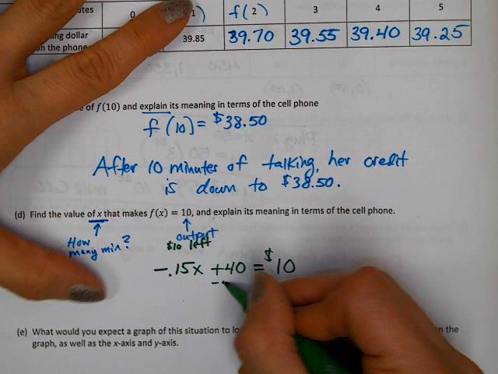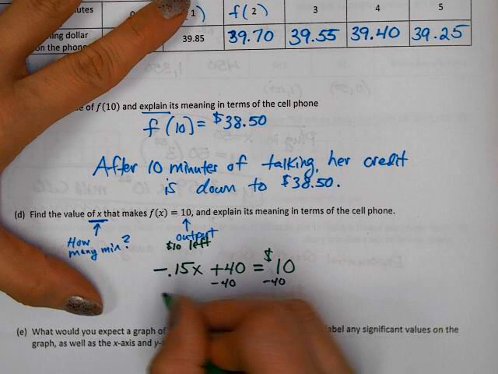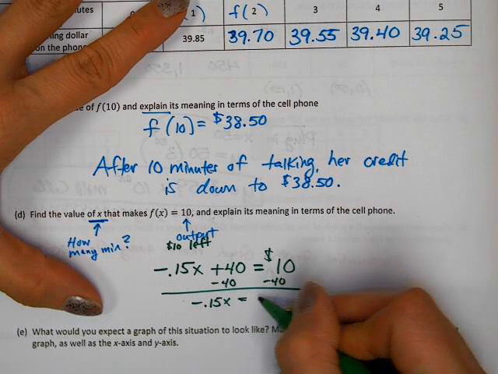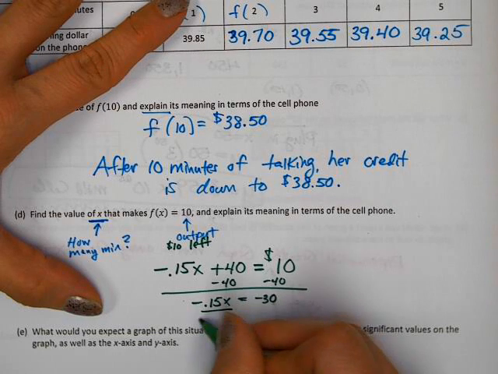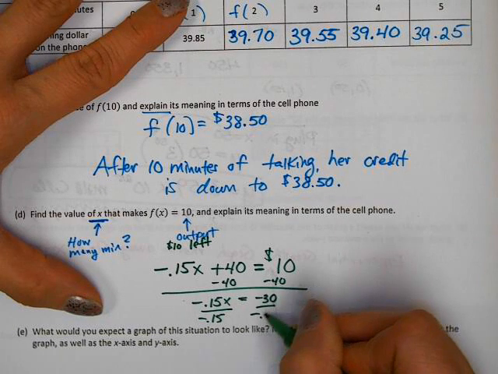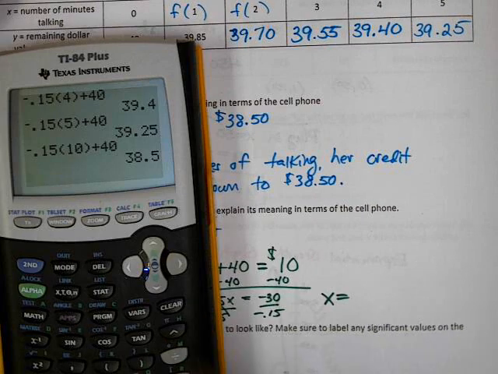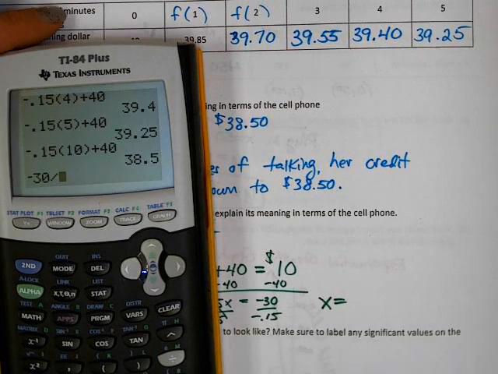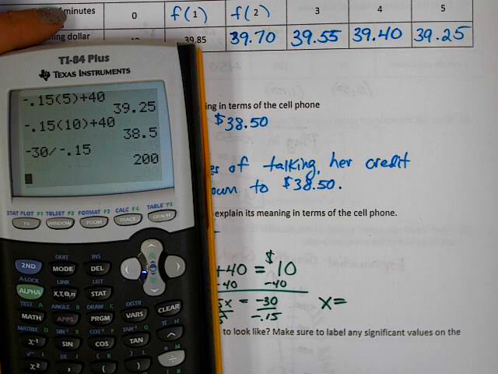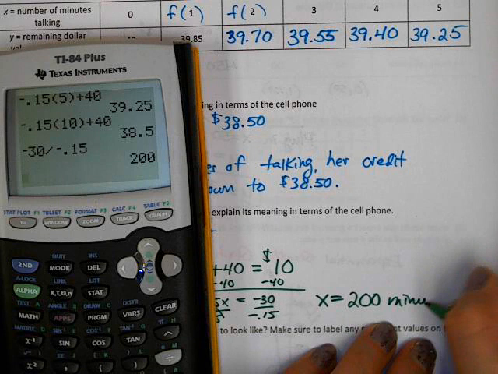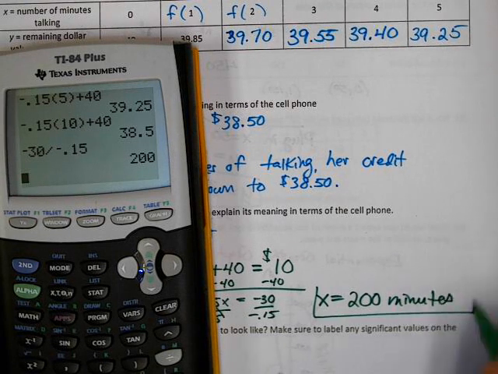We have to subtract 40 from both sides. Negative 15 cents x equals negative 30. Let's divide by negative 15 cents. x is equal to how many minutes? Let's see, negative 30 divided by negative 0.15. I think the answer is 200 minutes. I think that's the answer.